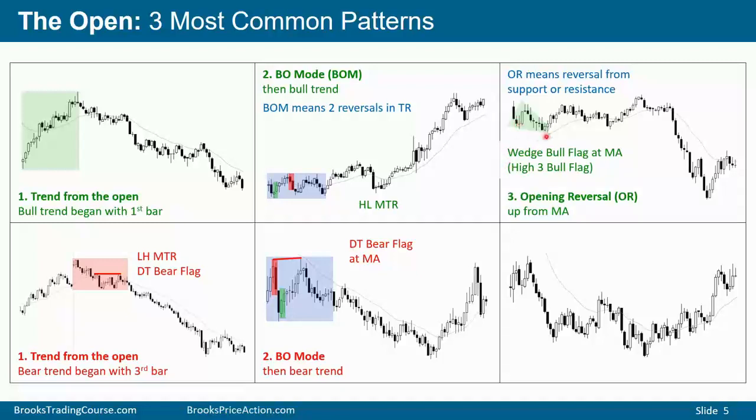We have a gap up above the moving average, and then a pullback to the moving average. The bears were hoping for a trend from the open bear trend like this. Instead, we reversed up on the open an hour into the day, maybe a little bit more, and this is an opening reversal, a wedge bull flag. It led to a little swing up for the next several hours.